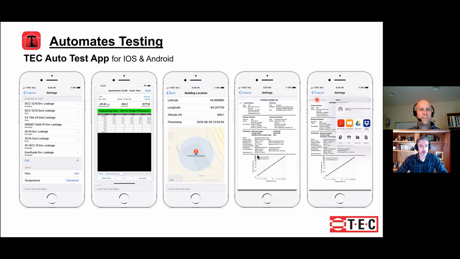This is just a quick shot of all the screens. It does have the ability to do single and multi-point tests to many different standards, and at the end of it, it has GPS location. Then you have the ability to take that data and share it as a PDF report, or store the data in a Google Drive or Dropbox or any type of cloud storage that you have.